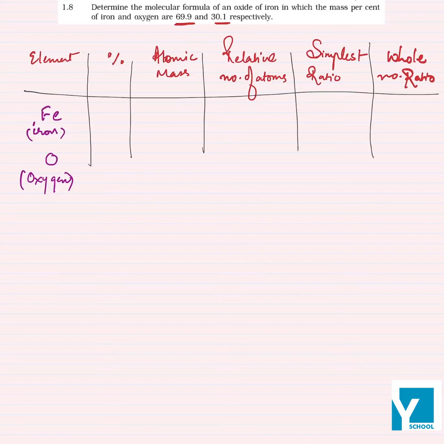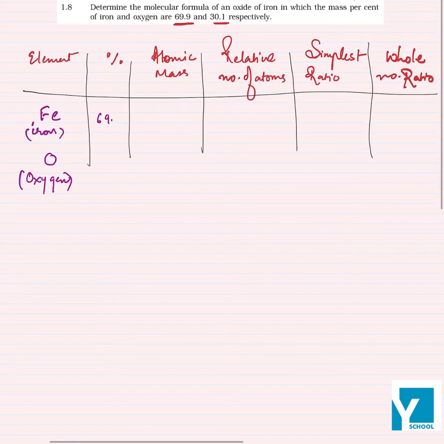So the percentages of iron and oxygen are given. Iron is 69.9%. Then oxygen is given as 30.1%. Atomic mass for iron is 56. You need to learn it. And for oxygen we know that it's 16.